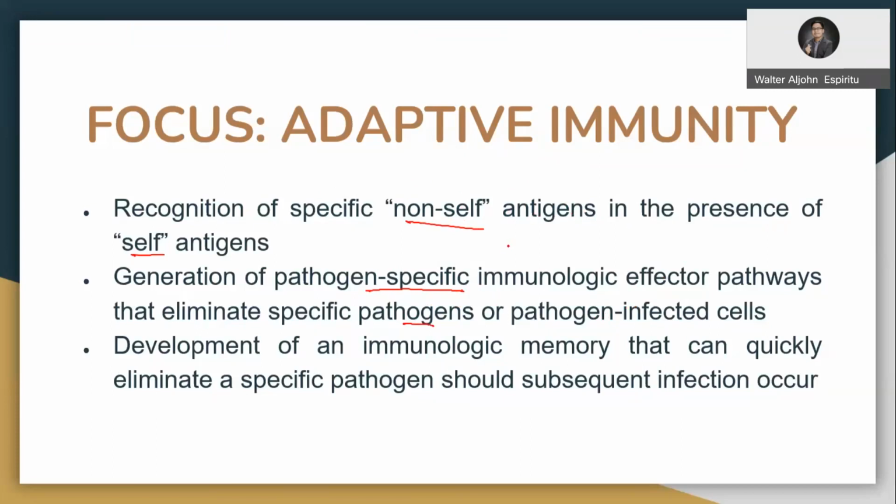It also develops an immunologic memory that can quickly eliminate a pathogen upon a second exposure. That's why in most cases, for example chickenpox and measles, if you have already contracted these diseases and you are exposed once again to the pathogen causing them, even though you get the disease, it will last only a few days or even hours because of the very fast response of the memory cells.